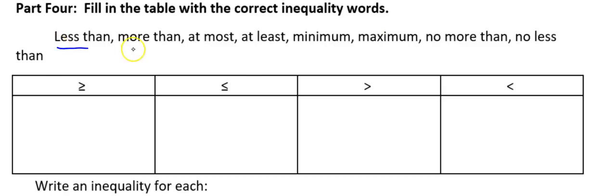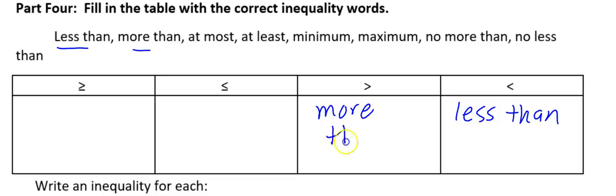Okay, so we can start with less than and more than. Those are the easiest ones. So our less than is here. Our more than is here. And now we're going to look at the next ones.